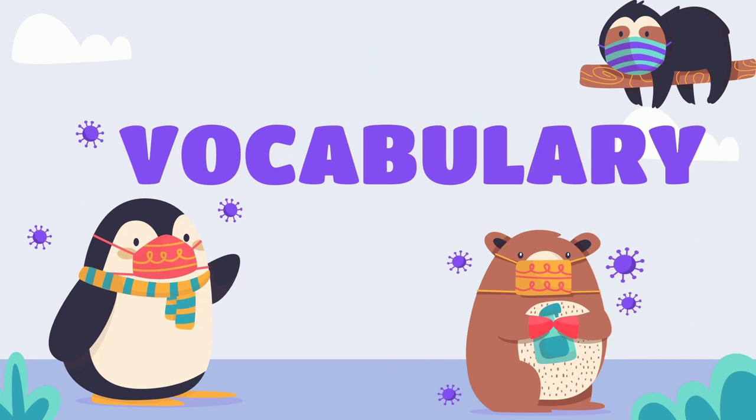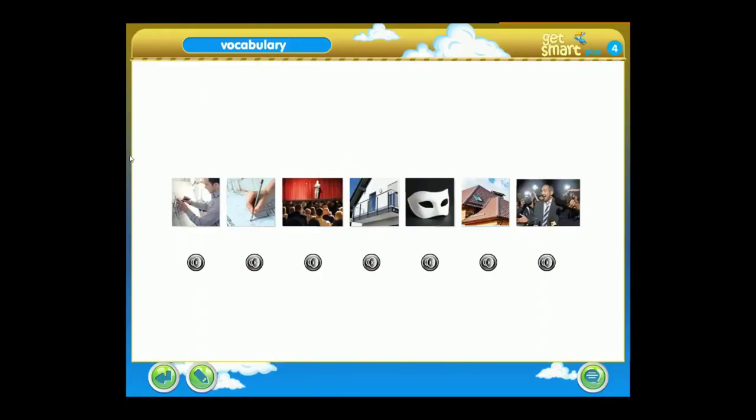Alright, let's read our vocabulary today together. Sekarang mari kita baca kosakata kita pada hari ini bersama-sama. Architect. Design. Show. Balcony. Mask. Roof. Famous.